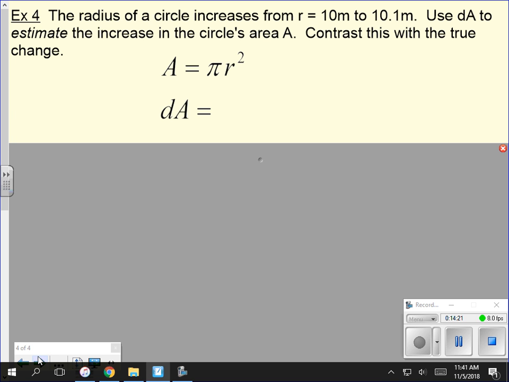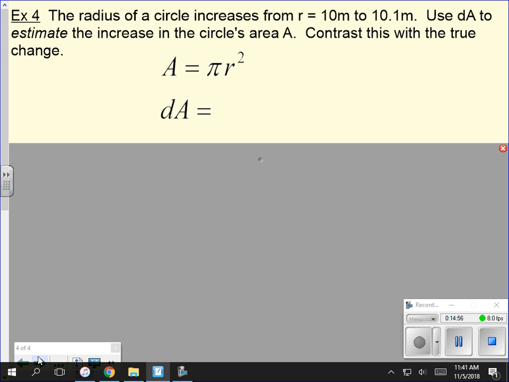Now, you notice I have a shade. You're not expected to do everything on this one. However, I do want you to do the first one. So the radius of the circle increases from 10 meters to 10.1 meters. So it's expanding. I've spilled a barrel of oil, and I've got a circular puddle spreading. How much does the area change when the radius changes? What's the change in the area compared to the change in the radius?